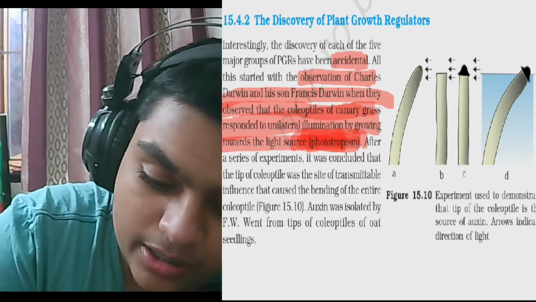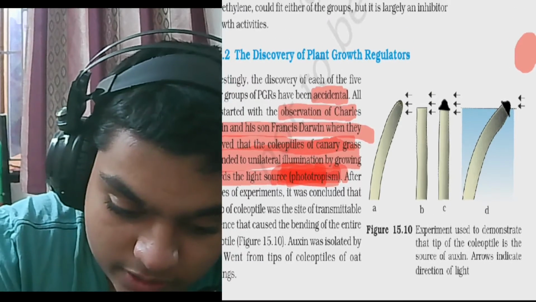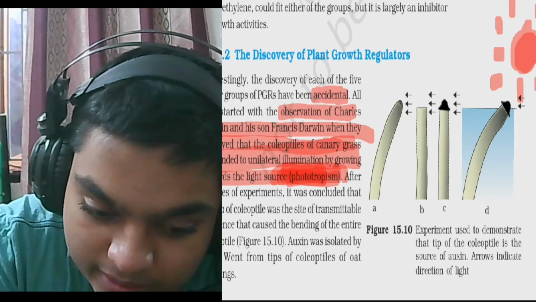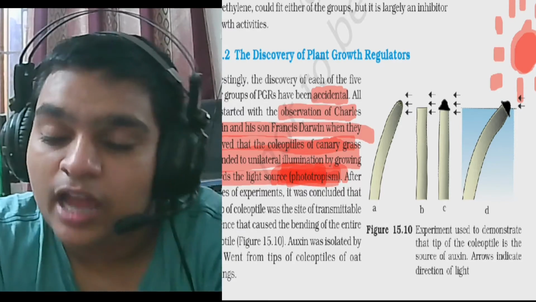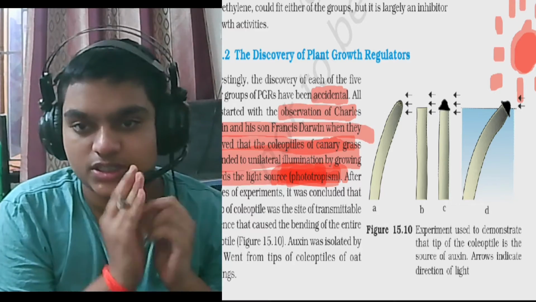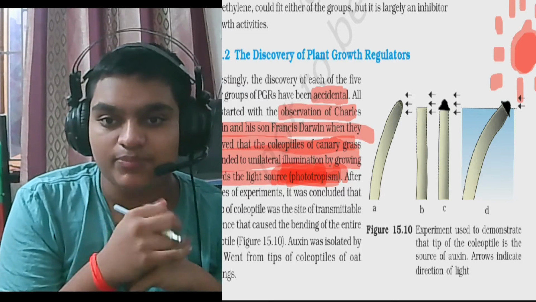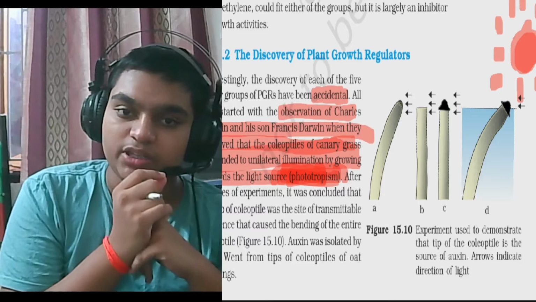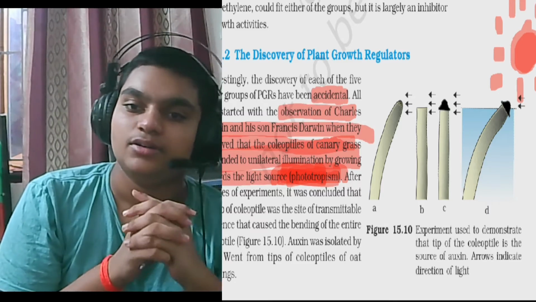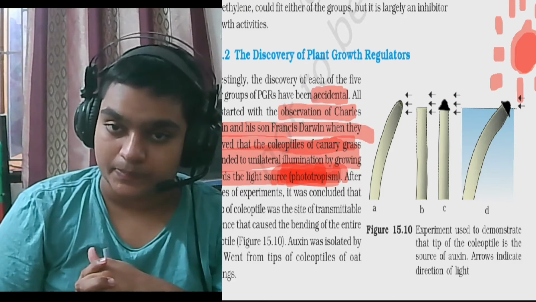See, if this is the side of the light source, this is your sun, very bad sun. Now what happened is these coleoptile tips bent towards the sun. Why was it happening like that? They got some doubt that there was something in the coleoptile tips. They cut the coleoptile tips, then there was no bending.